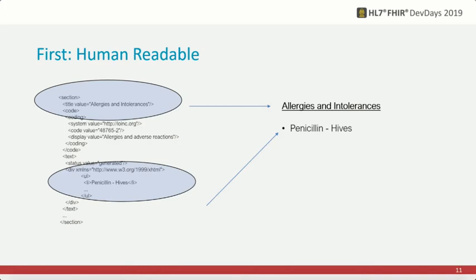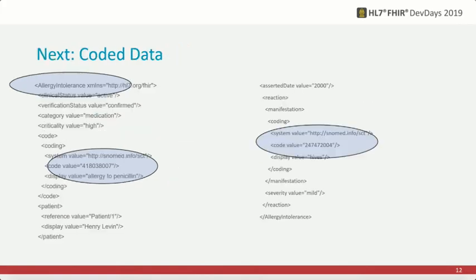As a human, you would look at this and interpret that, oh, if you give this person penicillin, they're going to get hives. It's pretty intuitive. Now, a computer, unless it's got advanced natural language processing, might not know what to do with it. Is that penicillin-hives? Is it penicillin minus hives? What is that? How do I compute that? So for that, we have the coded data behind the scenes.